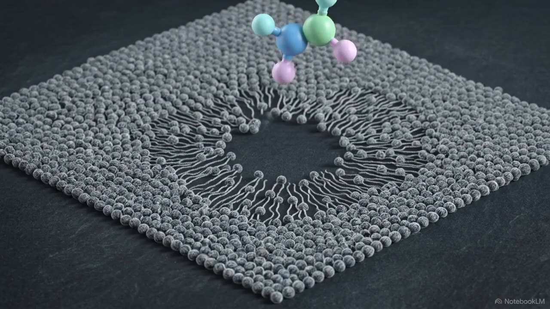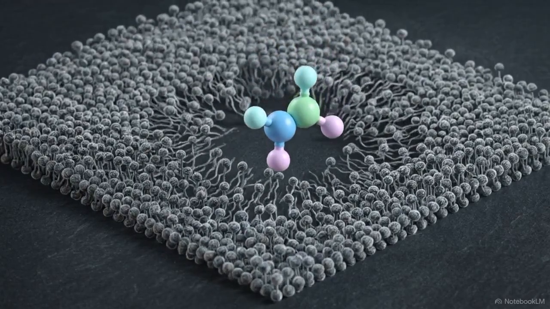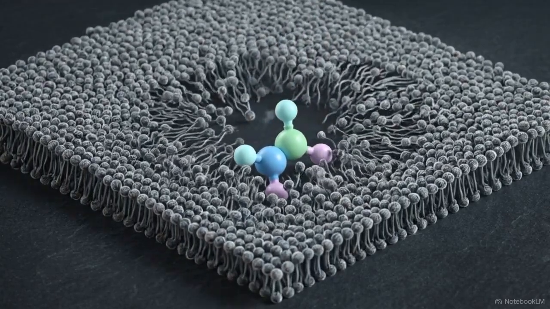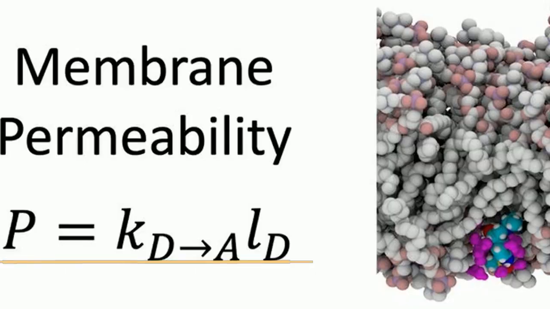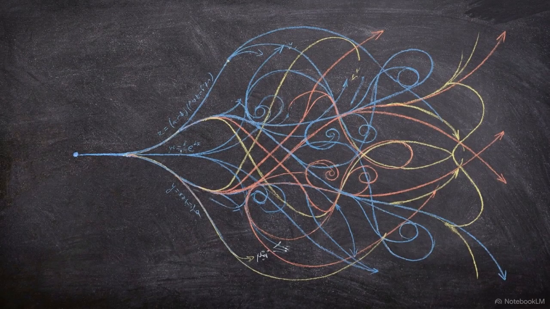But the ultimate challenge is observing a passive event, like a molecule crossing a lipid membrane, without applying any artificial forces at all. This equation defines permeability, the rate at which a molecule traverses this dense lipid bilayer. Mapping this accurately requires completely unbiased dynamics. To do this, scientists use the weighted ensemble method. It is a path sampling algorithm that avoids active forces entirely.